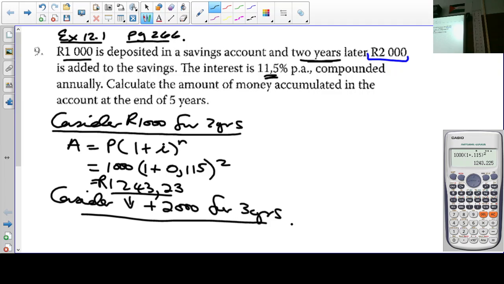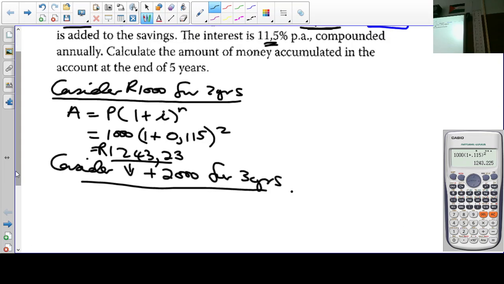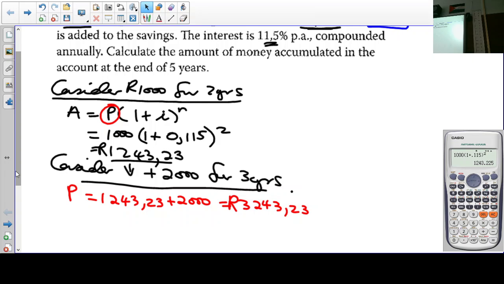You guys understand? So now, again, which formula do we use? Still the compound formula. Not so. However, the principal amount changes now. To what? 1,243 rand and 23 cents plus 2,000 rand. Does it make sense? So that gives me a P value, a principal value, of 3,243 rand and 23 cents. So that's your principal at the beginning of the third year.